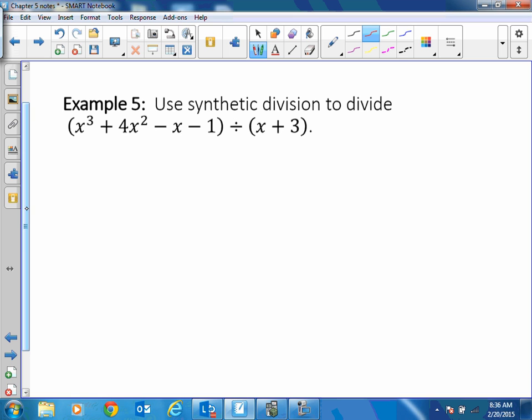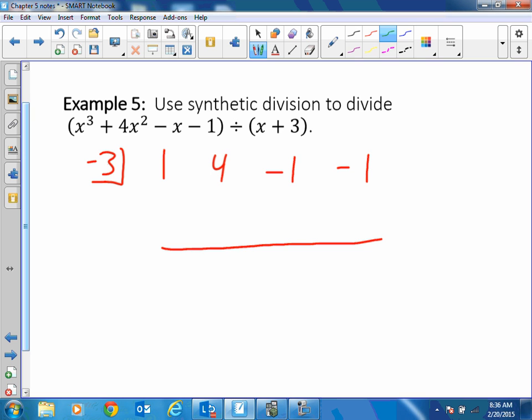Let's look at another one, okay? We got x plus 3, so what's going to go in our box is -3. And then our coefficients are 1, 4, -1, -1. Okay, so we bring down our 1. -3 times 1 is -3. 4 minus 3 is 1. -3 times 1 is -3. -1 minus -3 is... -3 minus -3 is -4. Negative 3 times negative 4 is positive 12, which makes 11.